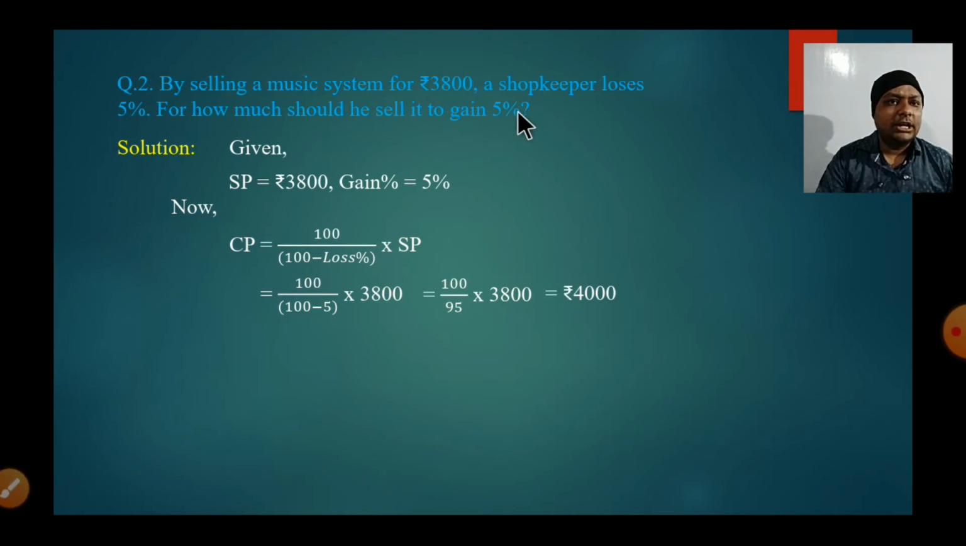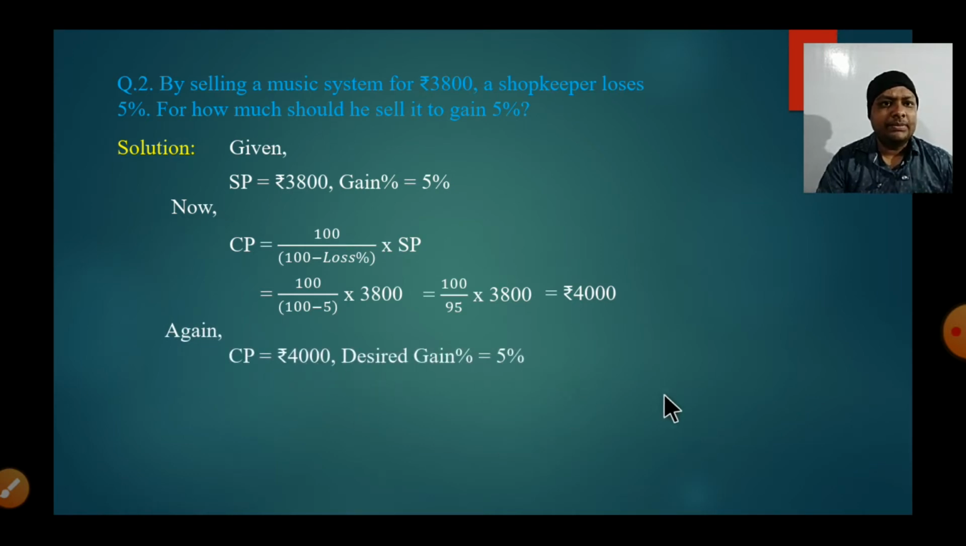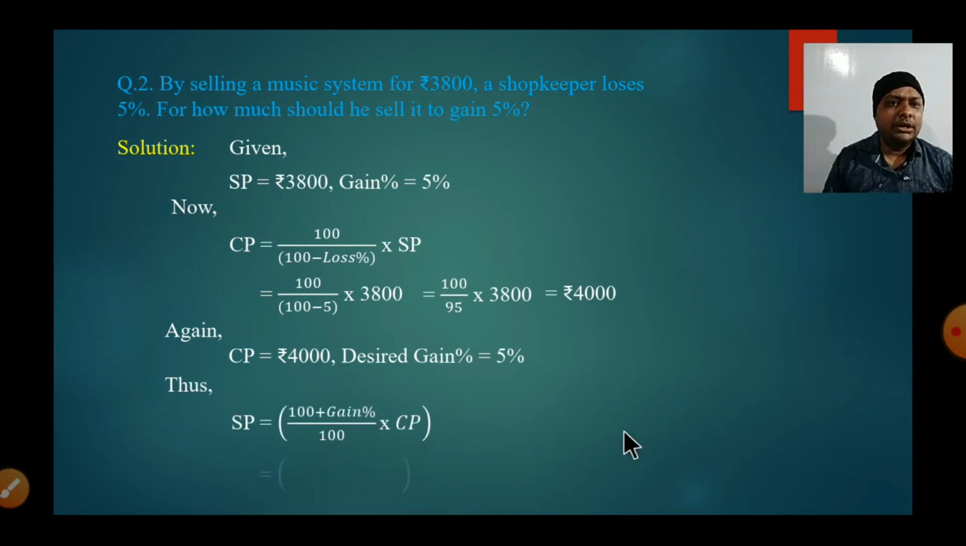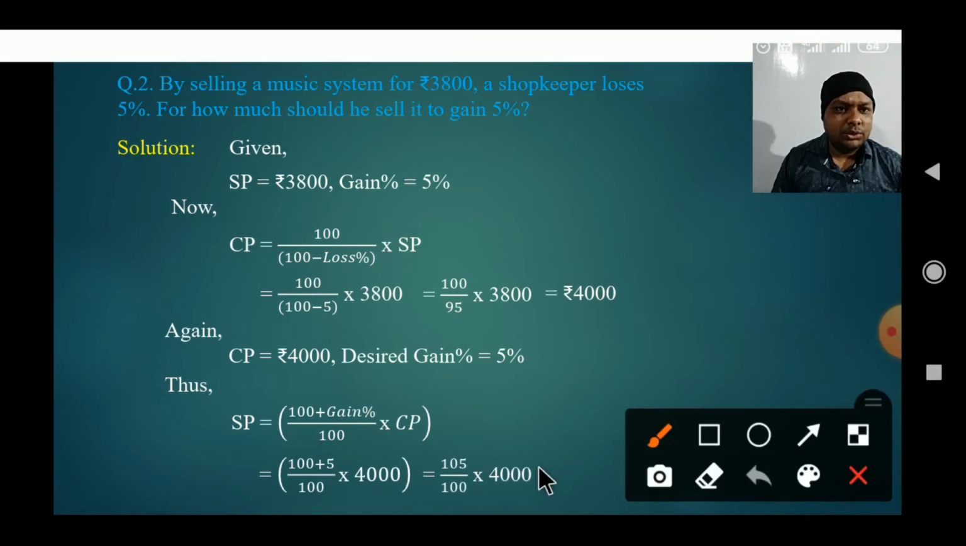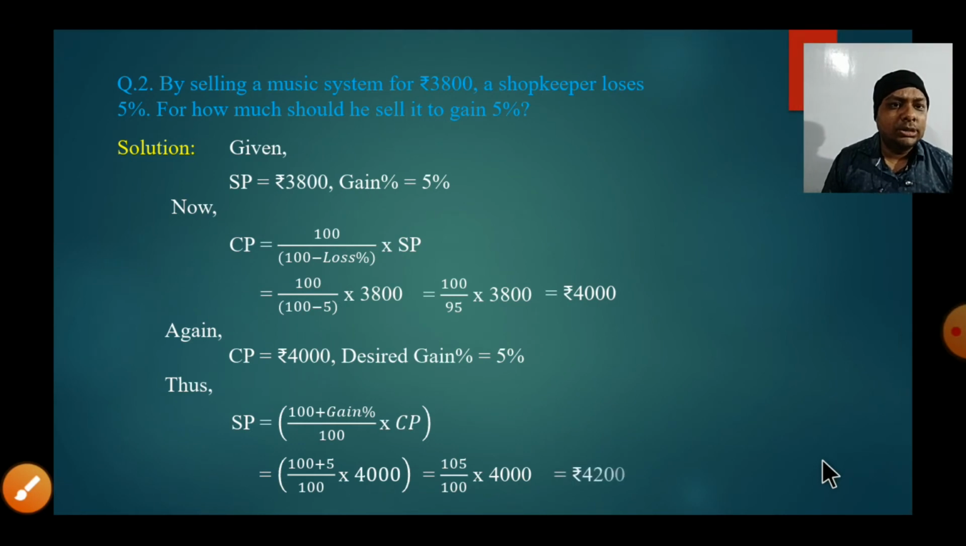The desired gain percent is 5%. So with CP 4,000 and desired gain percent 5%, we will find the SP. SP will be 100 plus gain percent by 100 into CP. Now put the value: 105 by 100 into 4,000. Now we can cancel the zeros. Nothing is left in the denominator. 105 into 40 will be 4,200. So the SP of the music system will be 4,200 if he sells it to gain 5%. I hope you have all understood, students. So let's move to the next question.